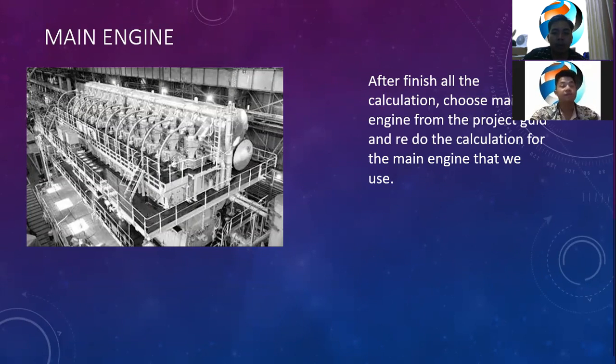Okay, after finishing all the calculation, choose the main engine from the project guide and redo the calculation for the main engine that we use. So that is all the steps to choose the main engine that we need for our ship. After we choose from the project guide, we need to recalculate to know which one is the perfectly fit main engine for our ship.